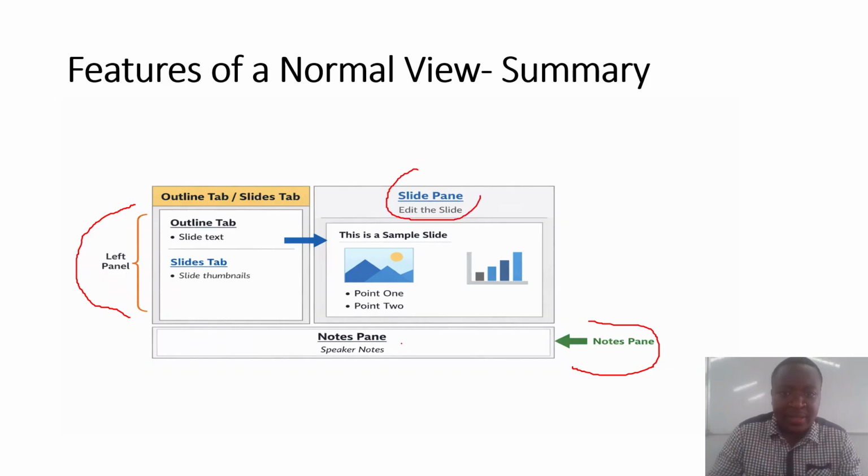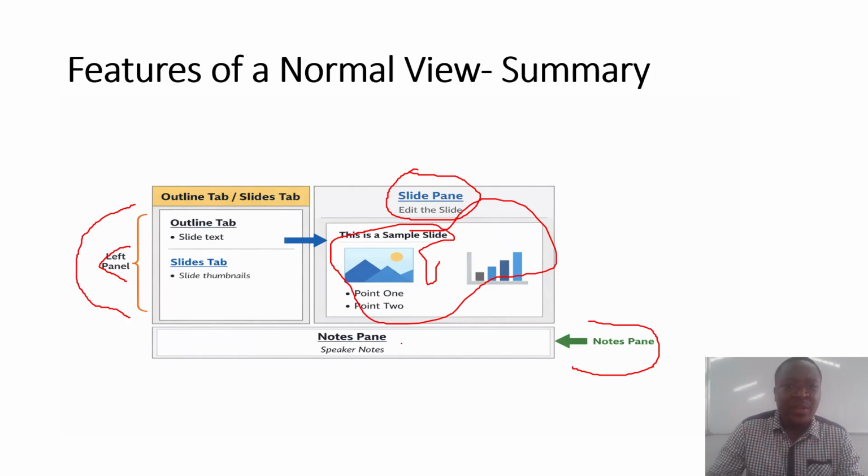And then the slide pane, this one, have you seen it? This is the largest area on your PowerPoint presentation. That's what we call a slide pane. And then the left pane, this one, consists of the outline tab as well as the slide tab.